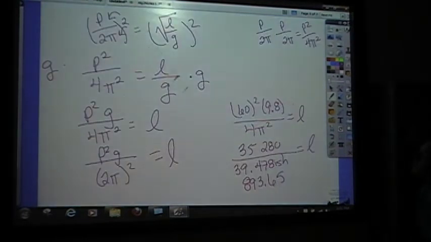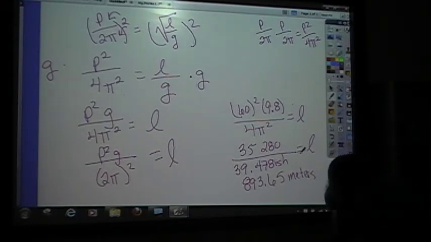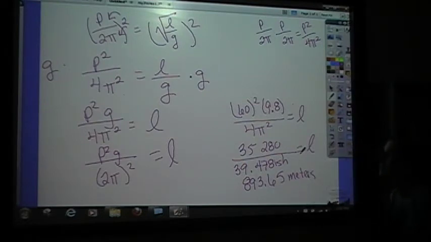Meters. That's a big pendulum. They used to have some of those like at museums and stuff, and stairwells. I don't know if anybody's seen one like that, but they do exist.